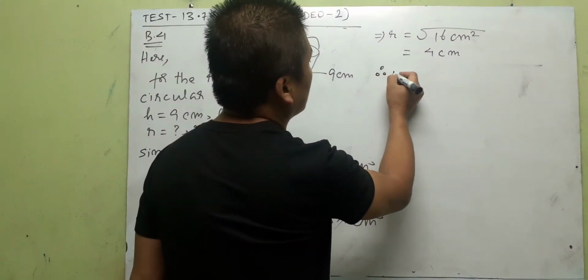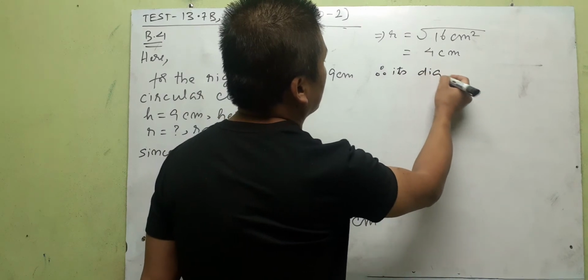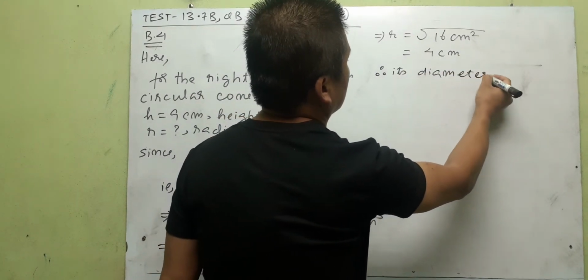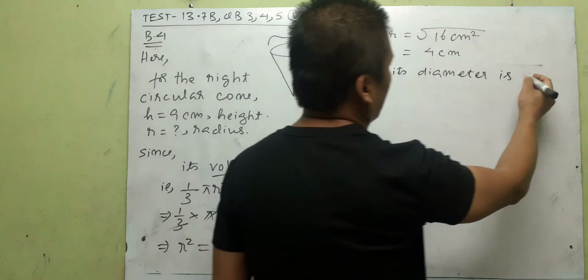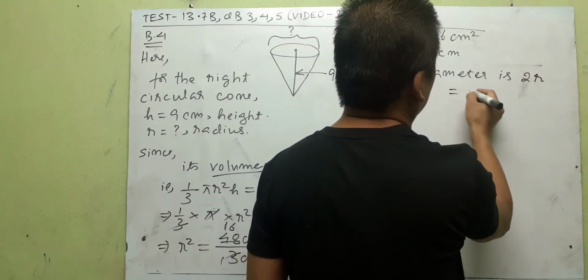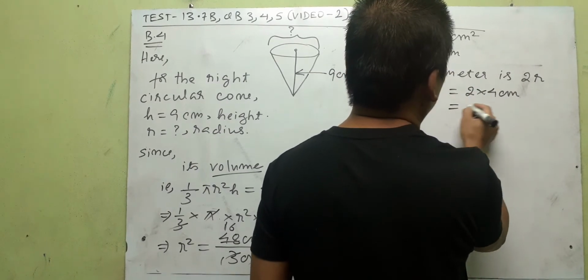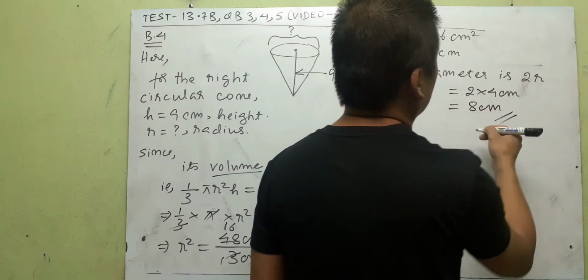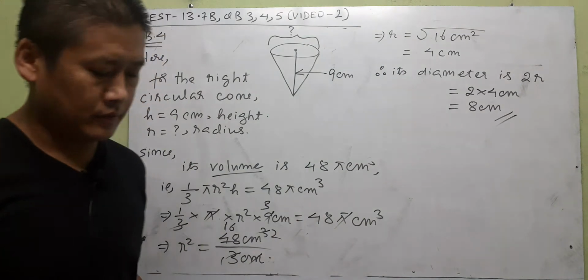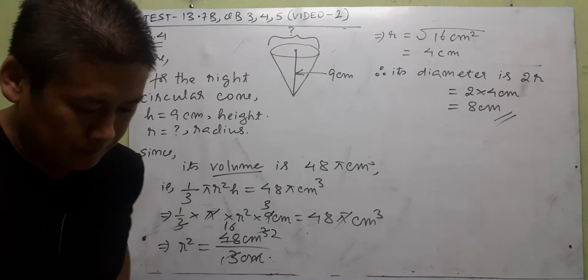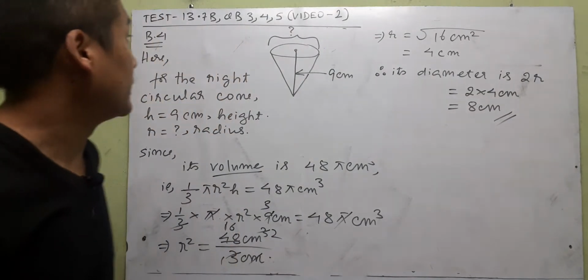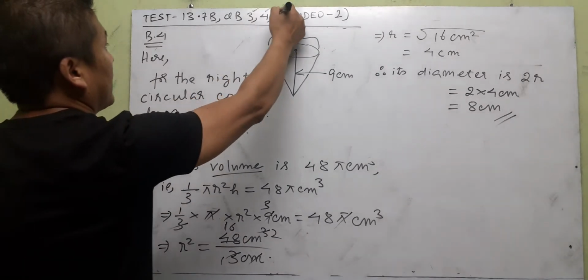Therefore, its diameter, that's what the question is asking. Its diameter is 2r, which is equal to 2 into 4, because r we just got. So 8 centimeter is the diameter of this right circular cone. Okay. One more question before we conclude. Question 5. 3, 4 done. 5 now.